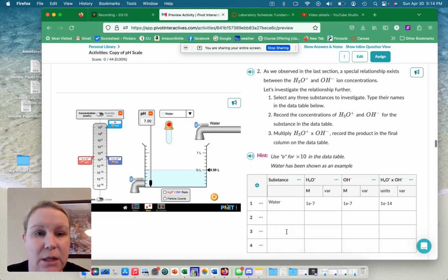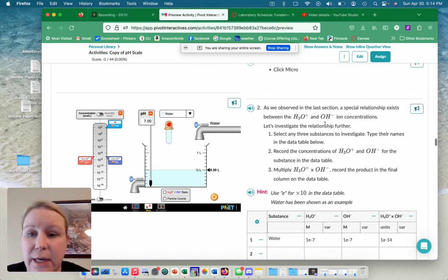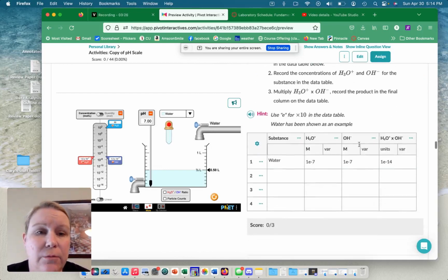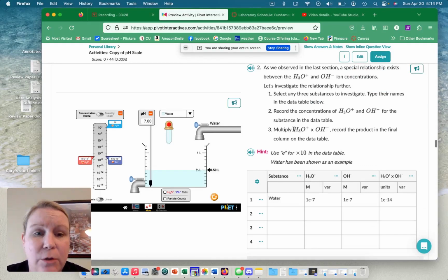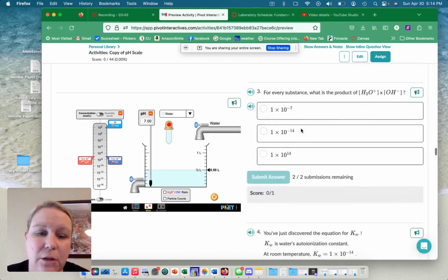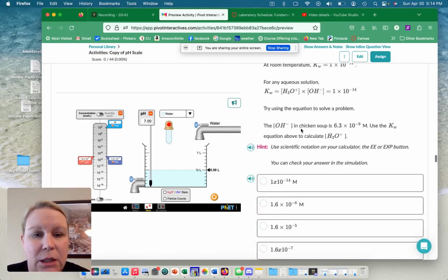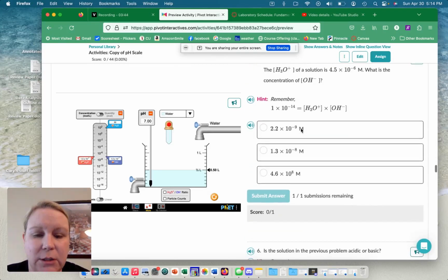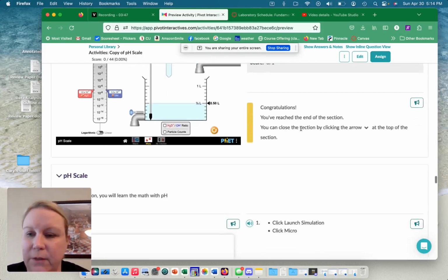So you're going to put the substance here. Then you're going to record the concentrations of H3O plus and OH minus for the substances in the data table. You can find those here and here. And then from that, you can multiply the H3O plus and the OH minus, and you're going to record the final product here. Now, we are using E here for times 10. So just kind of be aware of that. It just makes your life easier, honestly. Then you'll go through here and you'll answer some questions, and then you finish this part.